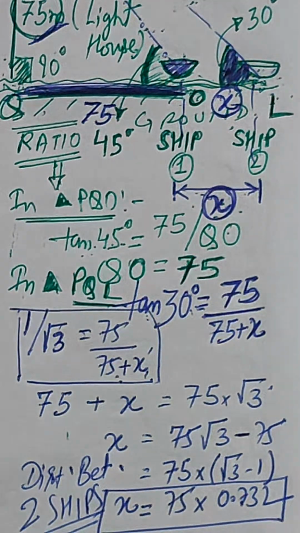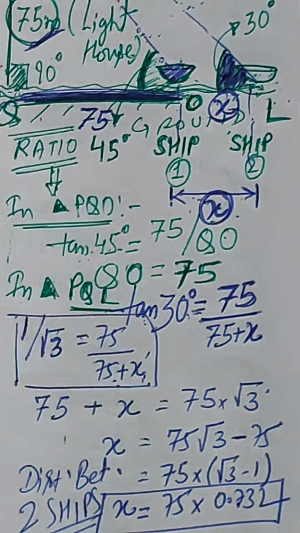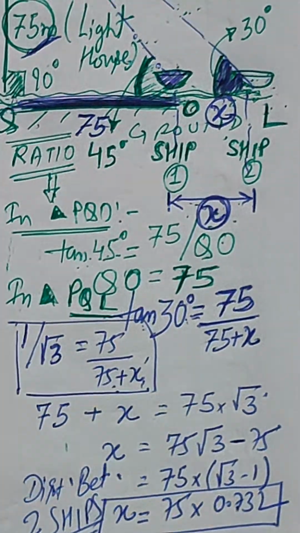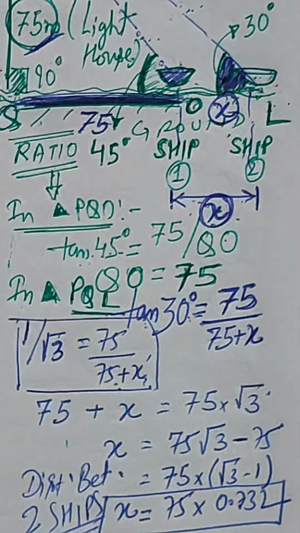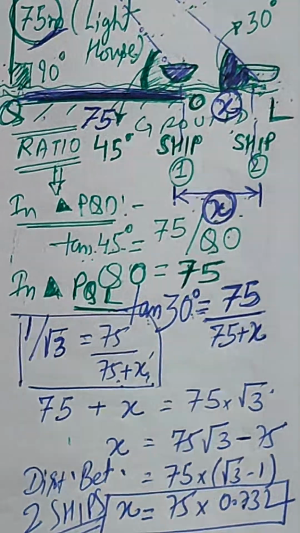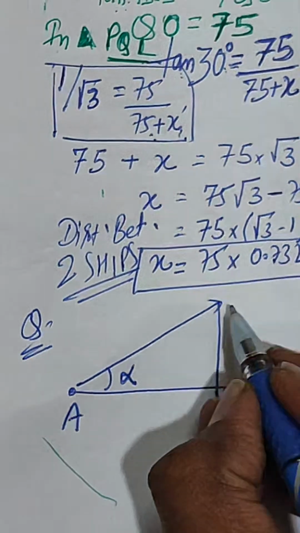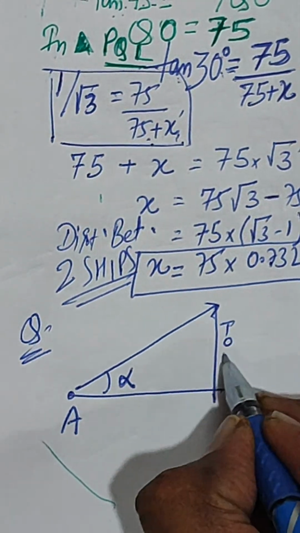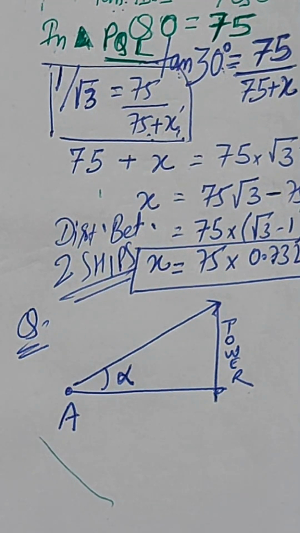The angle of elevation of the top of a tower standing on a horizontal plane from a point A is alpha. Okay. From a point, a tower is there. The angle of elevation of the top of the tower over here is alpha. Right? This is your question, OP? Oh, sorry. I'm writing over here and it's not visible. Here, this is the tower and the angle of elevation is alpha.